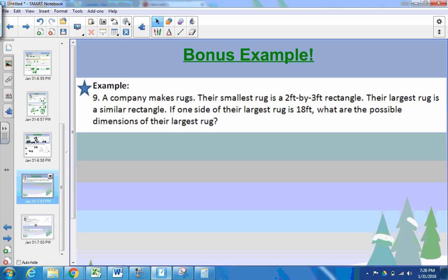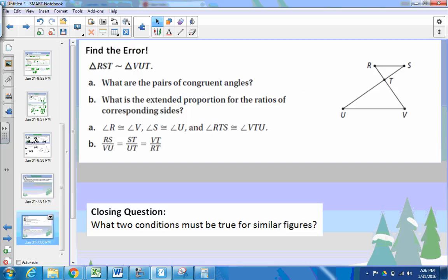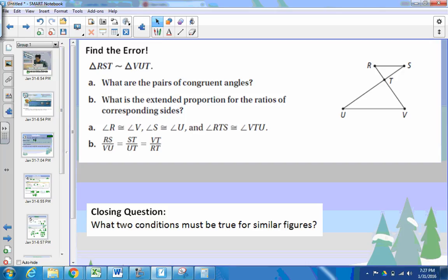All right. And finally, to close it up, there's an error analysis and one closing question. And the closing question says, what 2 conditions must be true for figures to be similar? And that is our section 7.2.